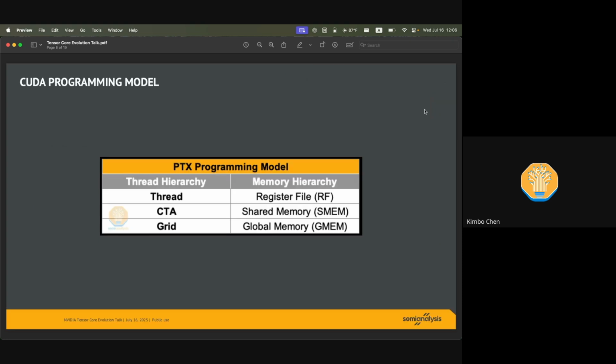Before we started, we talked about this. I hope everyone has a very basic understanding of, or has heard of, the terminologies of the CUDA programming model. Here is a summary of the terminology we'll be using. The column on the left is the execution unit hierarchy: a thread, a CTA, and a grid. The column on the right is the corresponding memory pools. For example, a thread can access a register file, a CTA can access shared memory, and a grid accesses global memory.